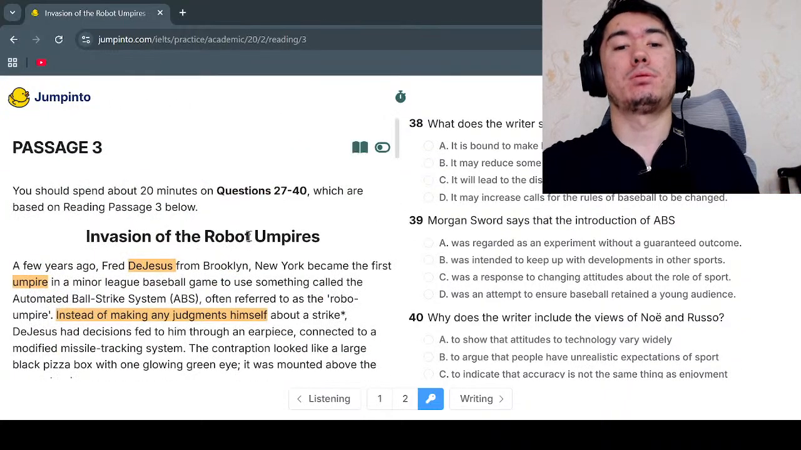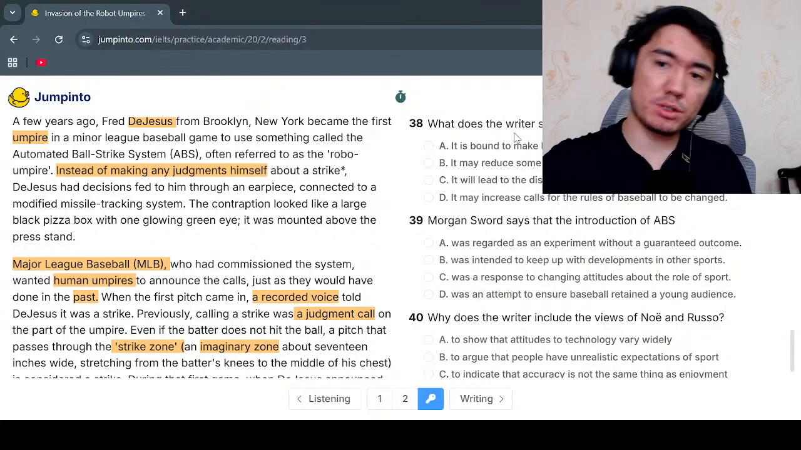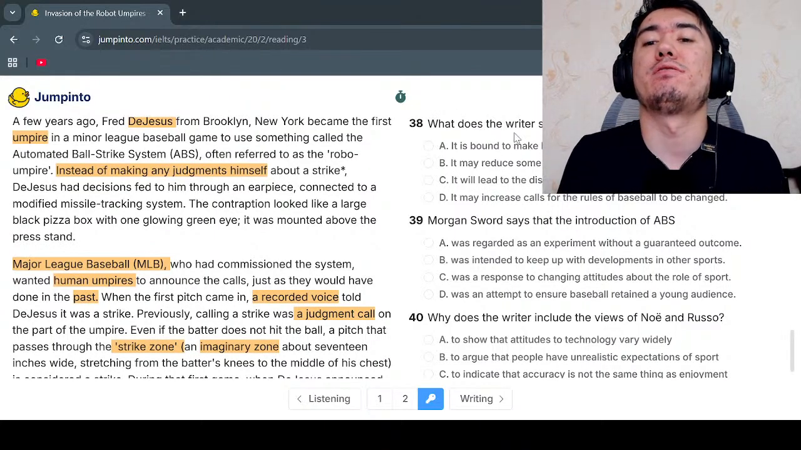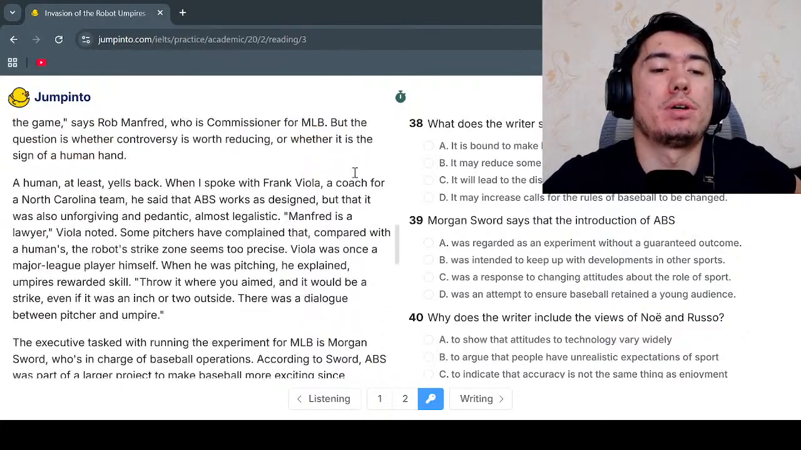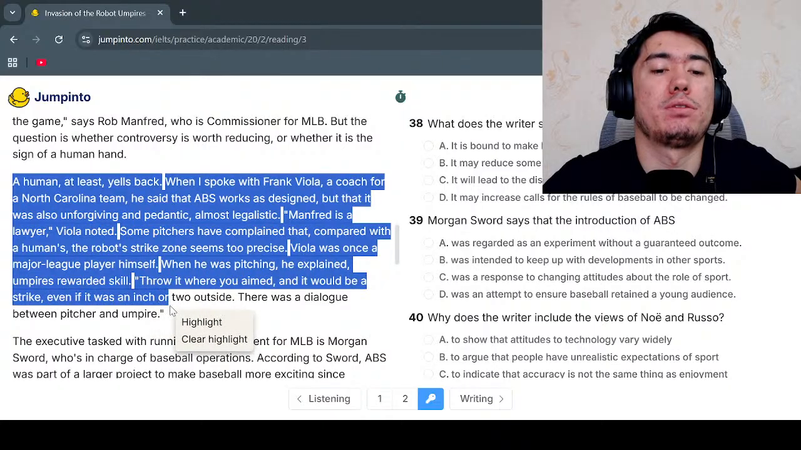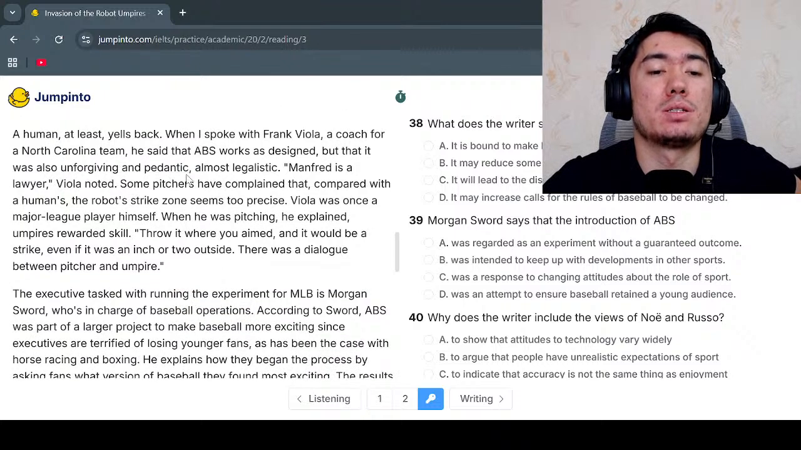Okay, now let's count. 38. What does the writer suggest about ABS in the 5th paragraph? So 1, 2, 3, 4, 5. There you go. The 5th paragraph. What do they suggest about ABS? So a human at least yells back.